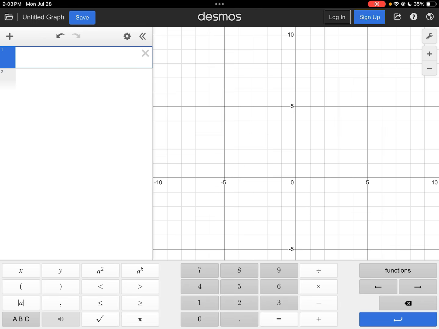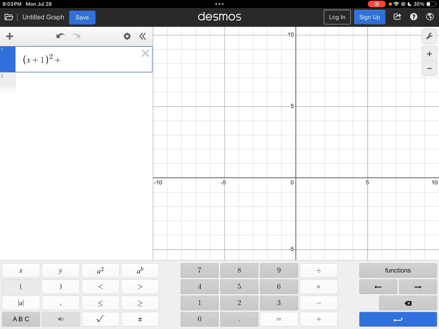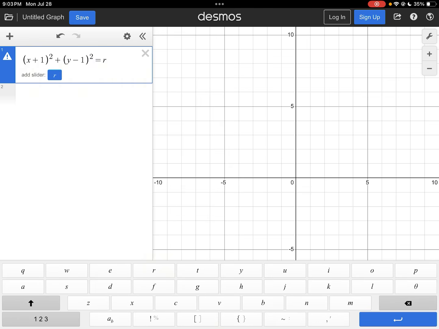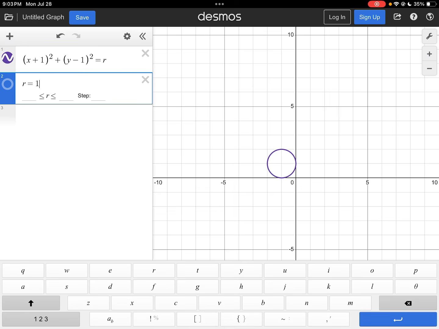And we can do this in Desmos. So we know the equation for a circle is x minus the x coordinate of the center. So in this case it's -1. So that'll be x minus -1 is +1 squared plus y minus the y coordinate of the center, which is +1 squared, is equal to the radius squared. In this case, it doesn't really matter what the radius is because we're just trying to create the circle. We're not really trying to find what the value of r is.